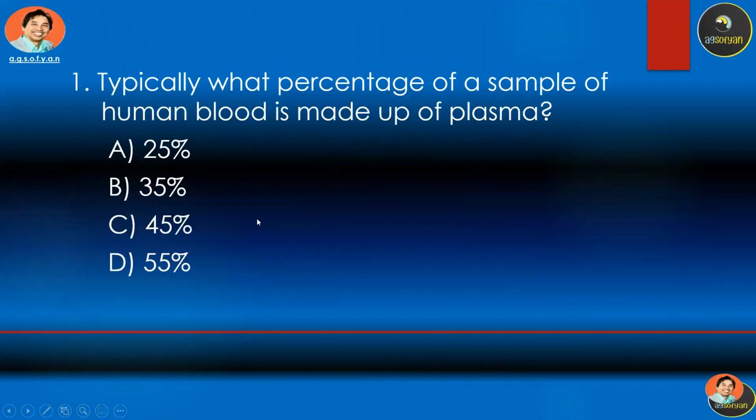Okay, we start with question number 1. Typically, what percentage of a sample of human blood is made up of plasma? Choose your answer.